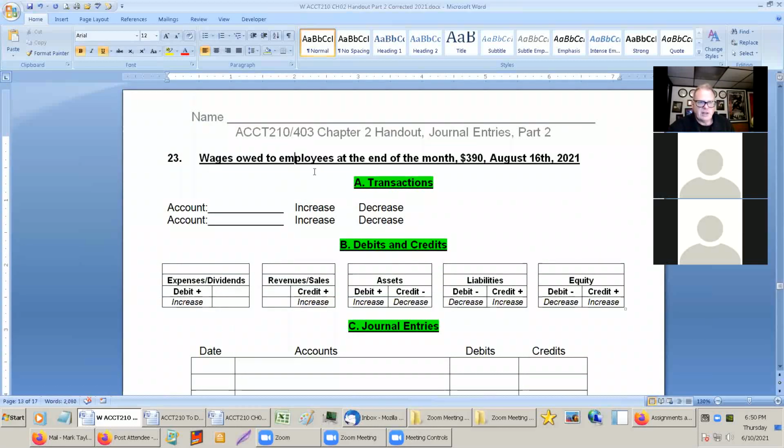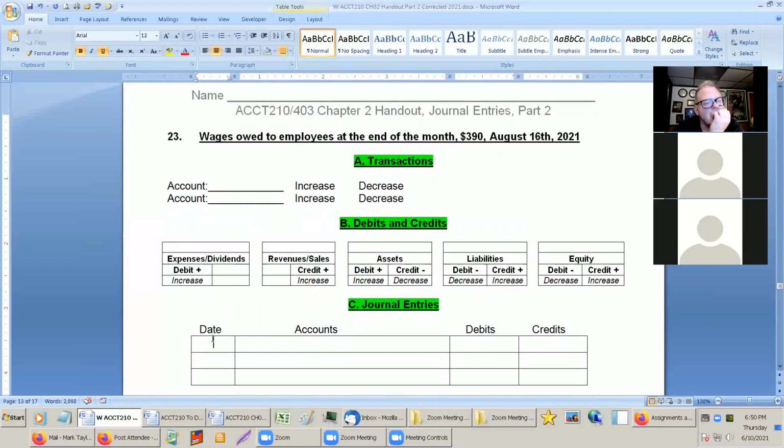Wages owed to employees at the end of the month, 390. We actually had one similar to this. So what accounts are we going to use? I'll do the hard part. I'll put the date in. What accounts are we going to use? That would be accounts receivable and, no, I'm sorry, accounts payable. Yep. And an expense? Yeah, that's it.